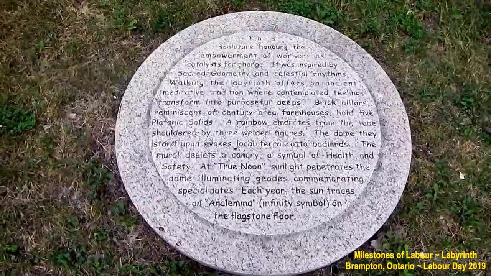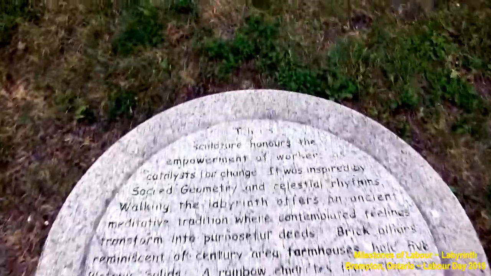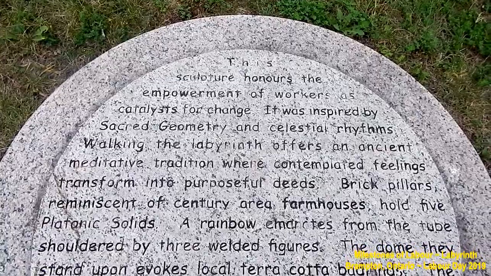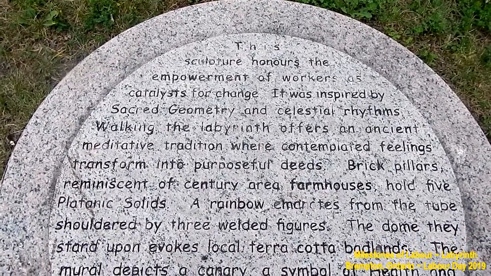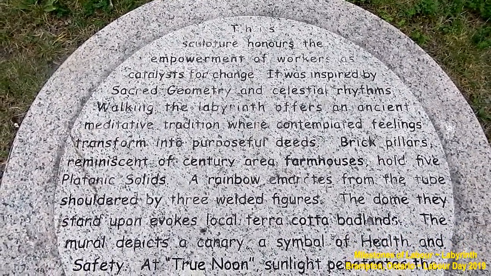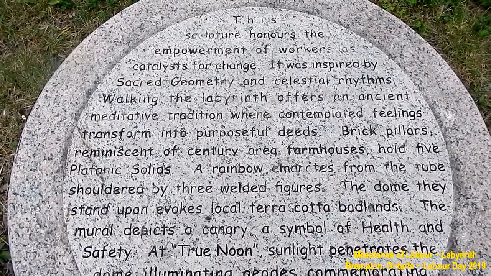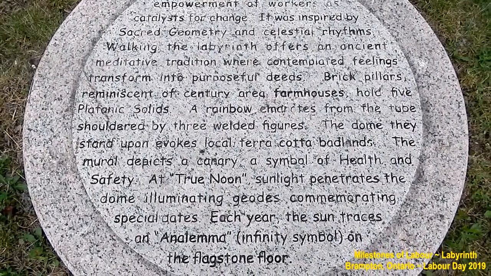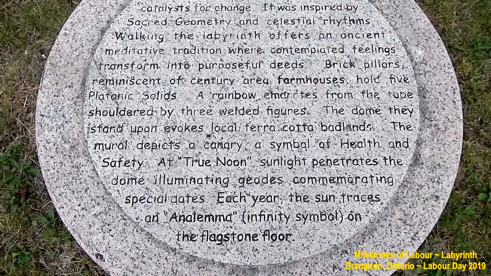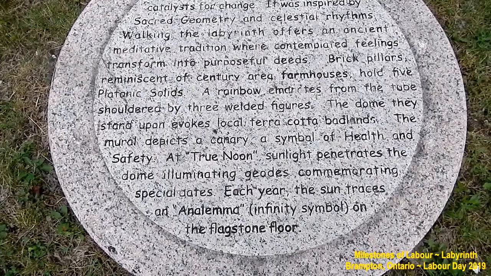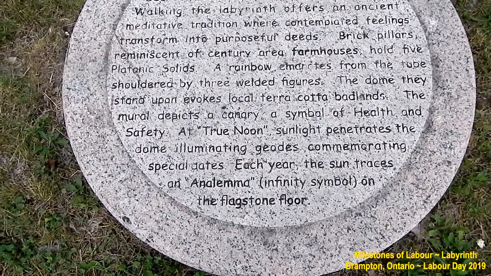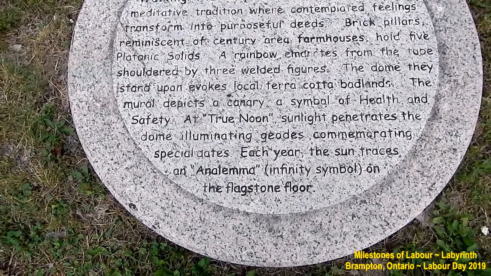On the right side, there's a little bit more about the work. It says, this sculpture honors the empowerment of workers as catalysts for change. It was inspired by sacred geometry and celestial rhythms. Walking the labyrinth offers an ancient meditative tradition where contemplated feelings transform into purposeful deeds. Brick pillars reminiscent of century area farmhouses hold five platonic solids. A rainbow emanates from the tube shouldered by three welded figures. The dome they stand upon evokes local terracotta badlands. The mural depicts a canary, a symbol of health and safety. At True North, sunlight penetrates the dome, illuminating geodes, commemorating special dates. Each year, the sun traces an analemma, infinity symbol, on the flagstone floor. So we'll see that once we actually enter the labyrinth proper.